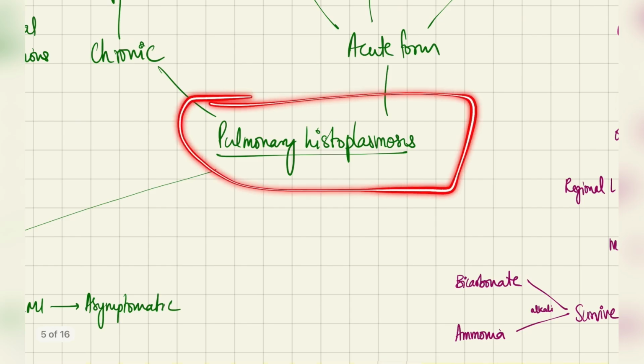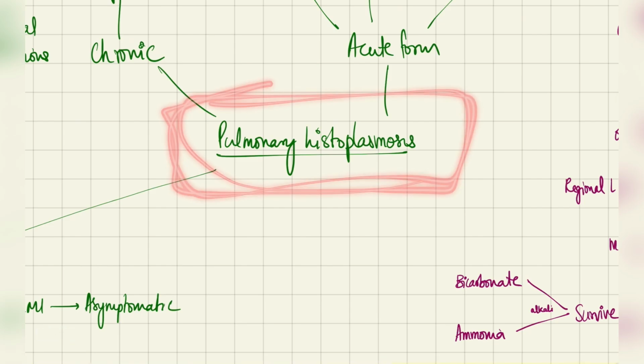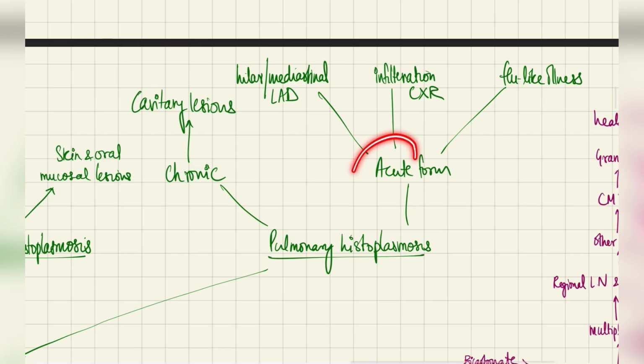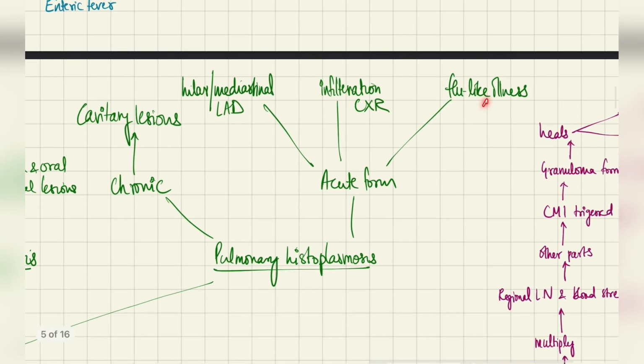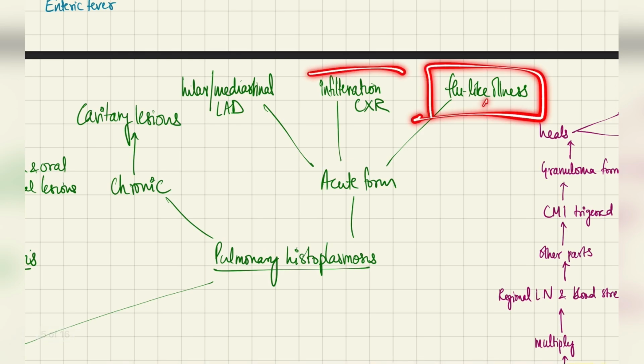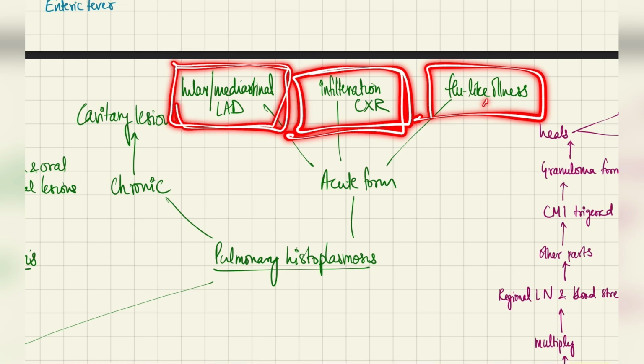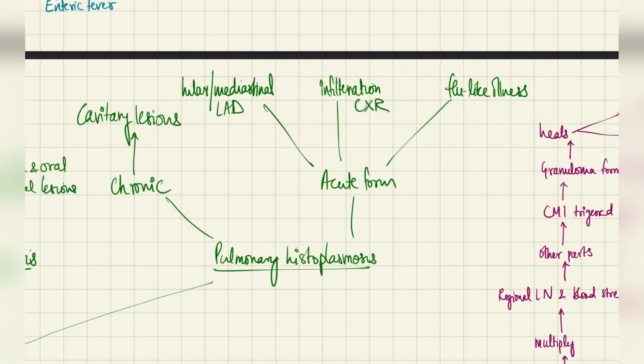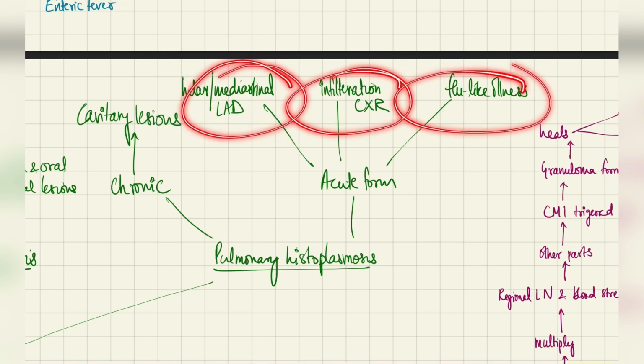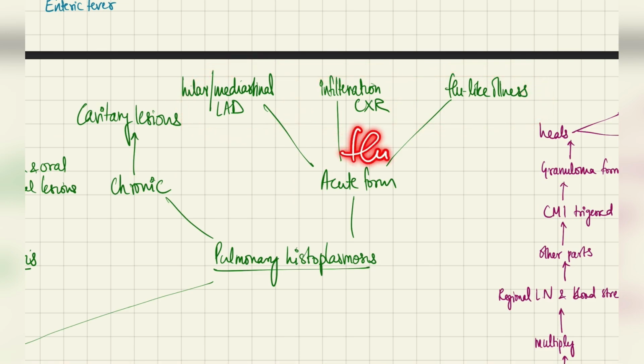Firstly, pulmonary histoplasmosis. Pulmonary histoplasmosis has two forms, acute and chronic. The acute form shows a flu-like illness. There is infiltration seen in the chest X-ray, and hilar mediastinal lymphadenopathy. Basically a very general flu-like illness, and we can also see infiltration in the chest X-ray and lymphadenopathy in the acute form.